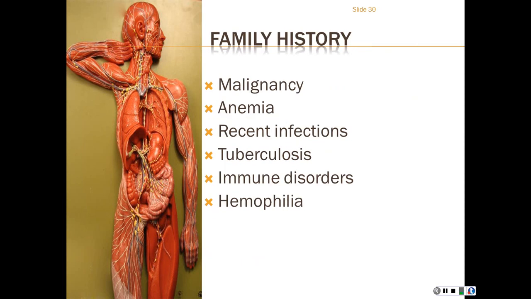Family history: find out if they have any malignancy, any history of cancer and where it was, any anemias, recent infections in the family, if they've ever been exposed to TB, immune disorders, or any hemophilia.